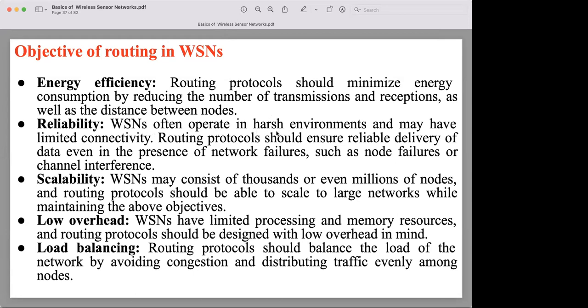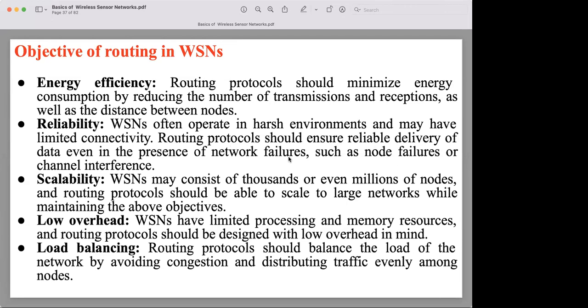Usually a wireless sensor network is deployed in forest fire monitoring or disaster monitoring. So these are hazardous environments and may have limited connectivity. That means if your routing is not working perfectly, you are not able to do anything. So routing protocols should ensure reliable delivery of data even in the presence of network failure. So if one path goes down, then the routing protocol is capable of finding the second best path. Of course, the first best path is already there, but it is torn down because of some failure. Then they can go on the second best path.